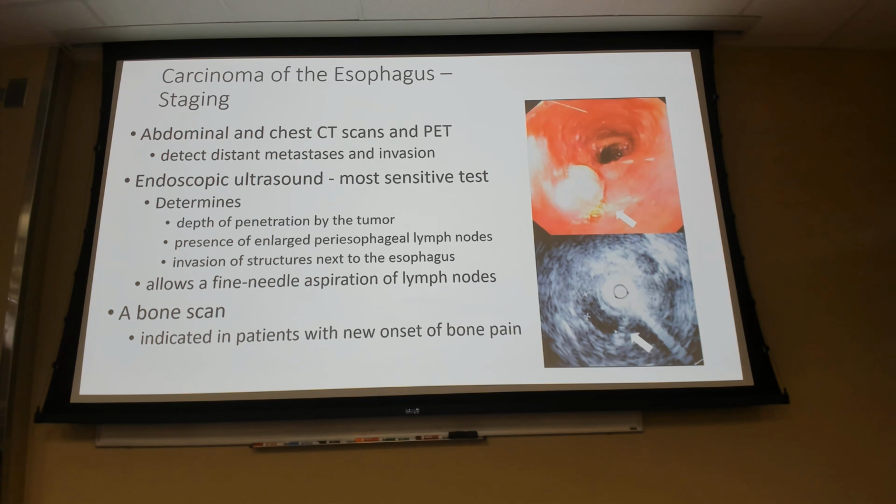And then the most sensitive test for determining the penetration of the tumor is going to be your endoscopic ultrasound. And you can also do fine needle biopsies from those, or aspiration. You can check lymph nodes. And then a bone scan if you're worried about metastases as well. But the most accurate for the tumor staging is going to be your endoscopic ultrasound.